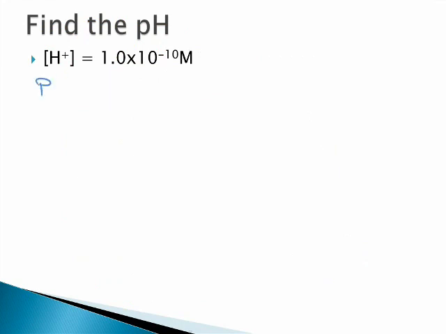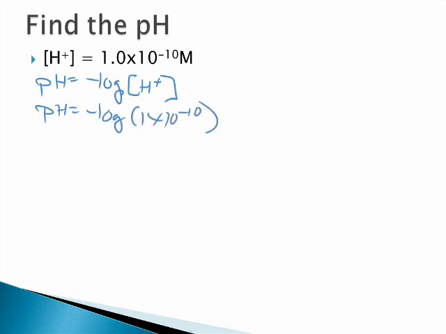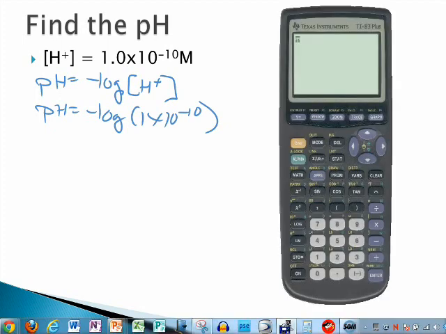Okay, let's find the pH of this problem here. So we know that pH equals minus log of the concentration of H plus. We have pH equals minus log of 1 times 10 to the minus 10. Let's bring up our calculator. And now all we have to do is plug this in.